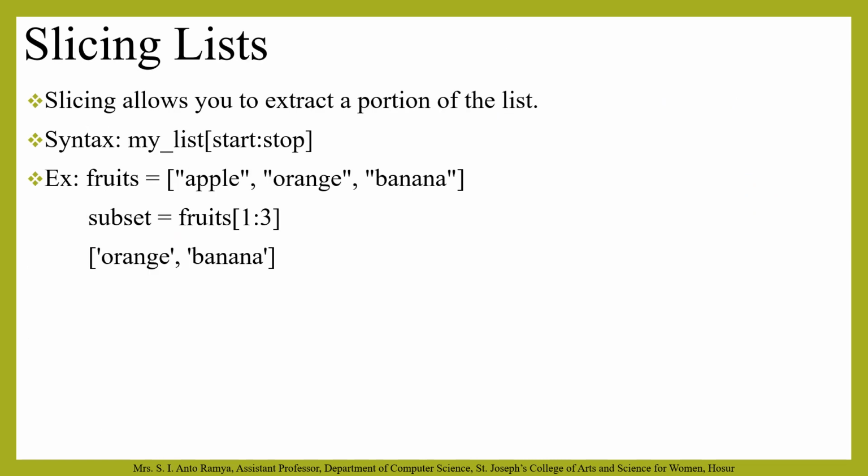So next one is slicing list. If you want to extract a part of the list, that can be done using slicing. So there is a syntax for slicing. My list, start and stop value must be given. So fruits is equal to, say, apple, orange, banana. Subset is equal to fruits of 1 to 3. So as already discussed, the stop value will not be included. So stop value, the previous value there itself, it will stop. So 1 and 2 alone will be printed. So apple value is 0, orange is 1 and banana is 2. So orange and banana alone will be printed.